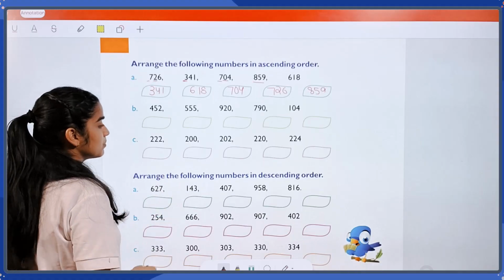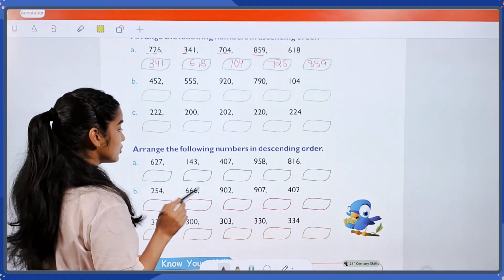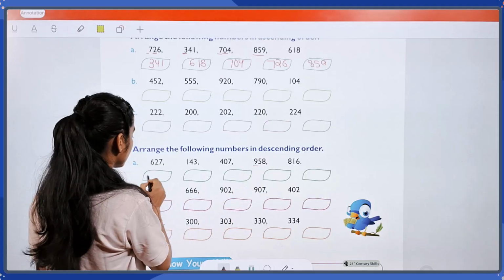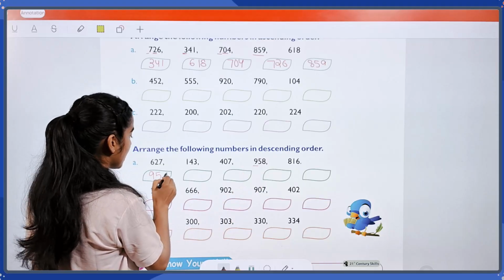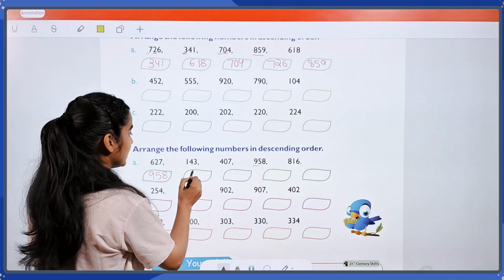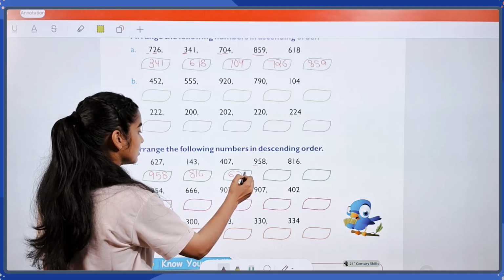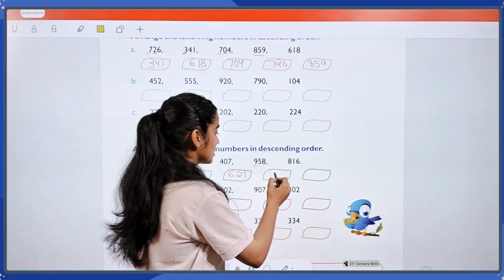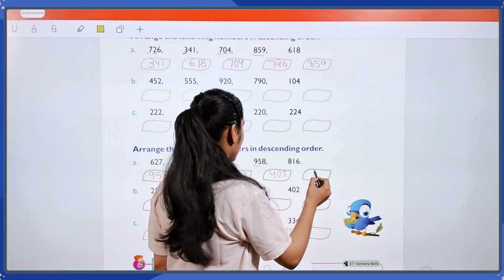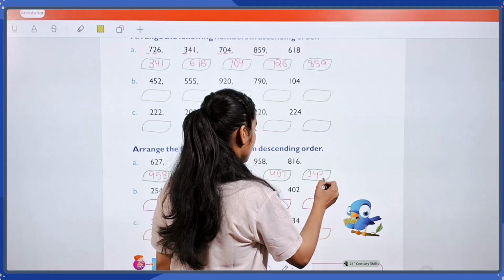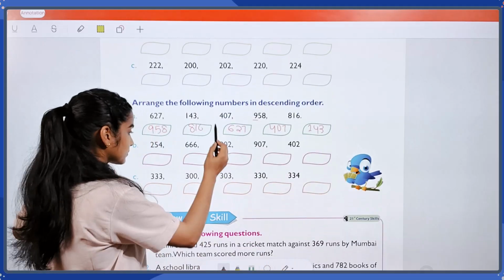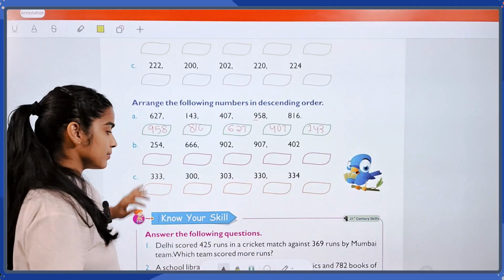Arrange the following numbers in descending order. Now you have to check which one is bigger. So this one is bigger. So first write 958. After 958, we have 816. Then 627. Then we have 407. And at the last, we have 143. So you have to complete the rest of the two questions in a similar way.